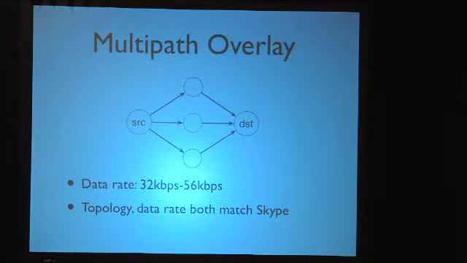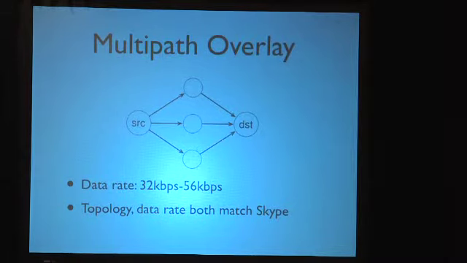So we used a very simple one-hop overlay topology. Packets go from the source to one intermediate node to the destination node. And we tested data rates of between 32 and 56 kilobits per second. Both the topology and the data rate match what is seen in VoIP applications such as Skype. Skype uses a similar topology to punch holes in firewalls and NATs.